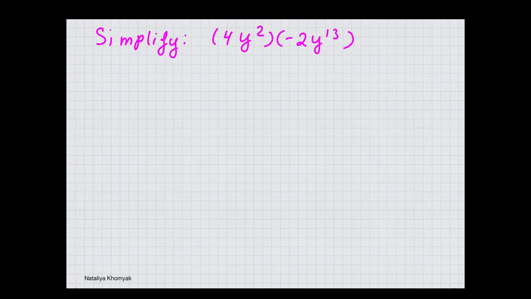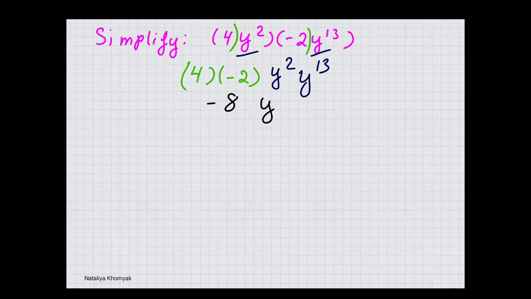Here we have 4y to the 2nd times negative 2y to the 13th. Once again, I'm going to put numbers in parentheses. And we have 4 times negative 2. We have y to the 2nd from here and y to the 13th from over there. Now we have 4 times negative 2, negative 8, y to the 2 plus 13. So we have negative 8y to the 15th as our solution.